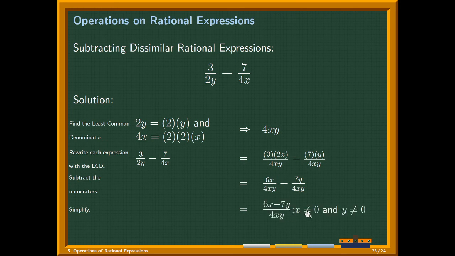Wala na siya makancel. And our restriction, by the way, is the same, no? X should not be equal to 0 and y should not be equal to 0. Okay? We have variables x and y respectively.